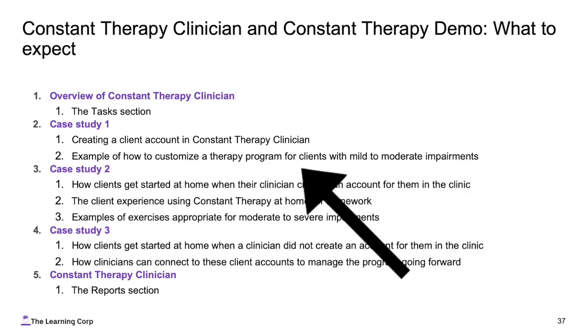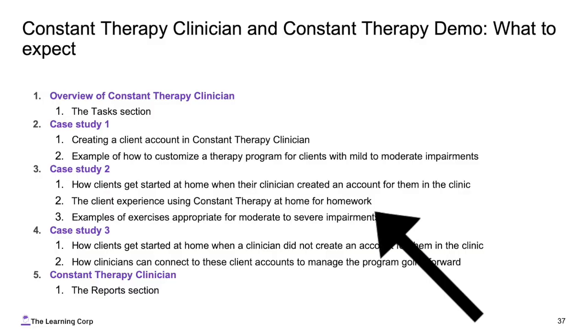Then we'll look at a case study, and within that case study, we'll go over how to create a client account in Constant Therapy Clinician and how to customize a therapy program for this client profile. So this profile presents with mild to moderate impairments.